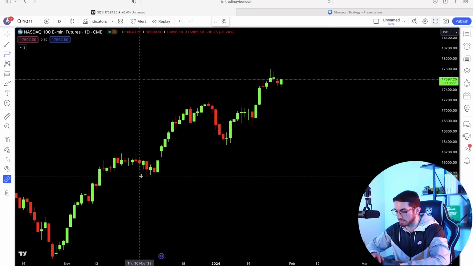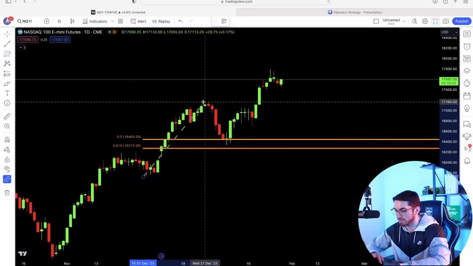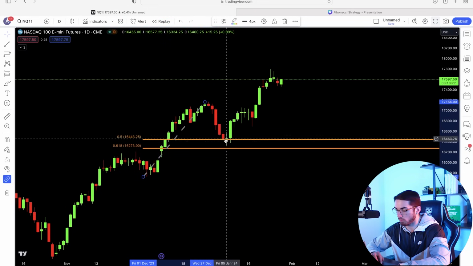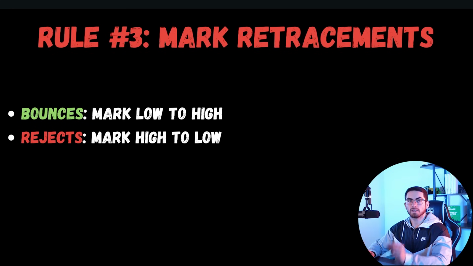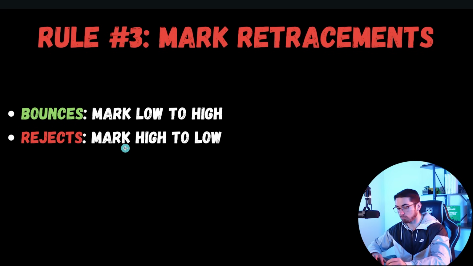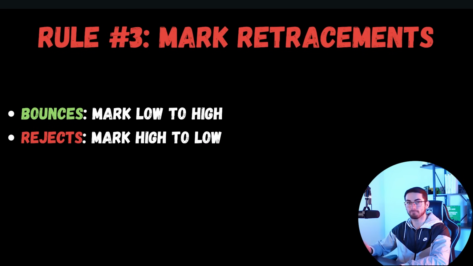As a result, we would take the low of this impulse move to the high of this impulse move and look for price to trade back to the 50 or 61.8% retracement. Now, if price is in a strong downtrend, we want to start looking for rejects, and what we're going to do is identify the high before price made the strong impulsive move down to the low of that impulse move, and then we're going to draw our retracements from the high to low and watch as price retraces back to the 50 and 61.8 for a potential reject.